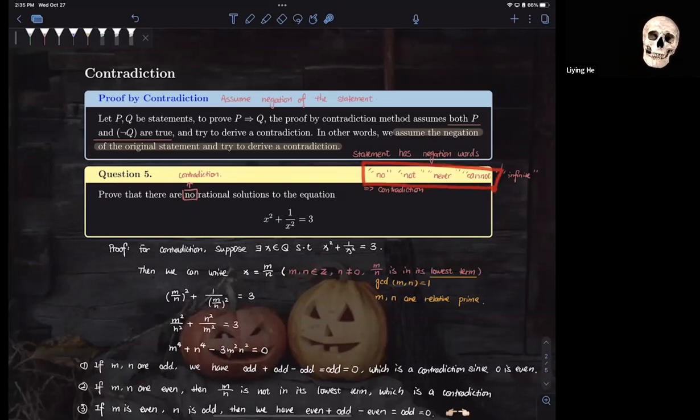And if you're taking upper year math courses, I also want to say that infinite is another word that's telling you, oh, you might need to use contradiction, because infinite is really hard to deal with.